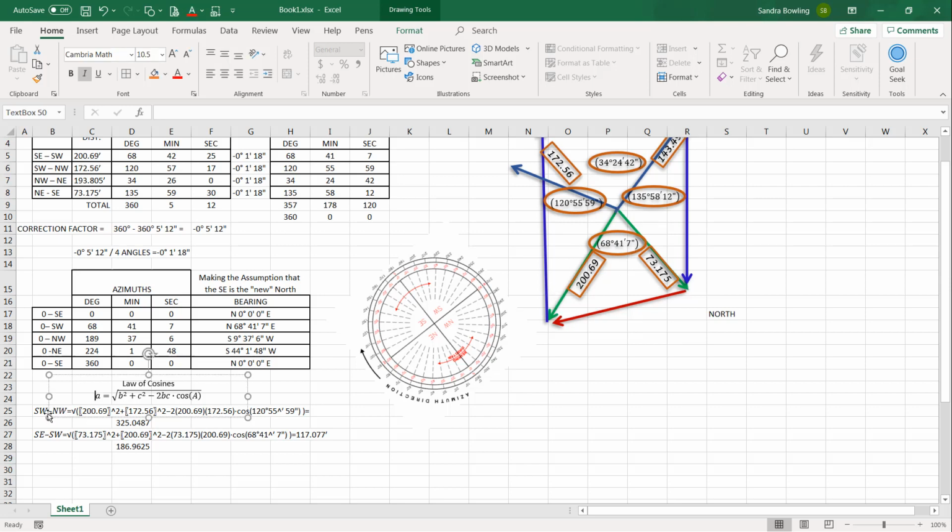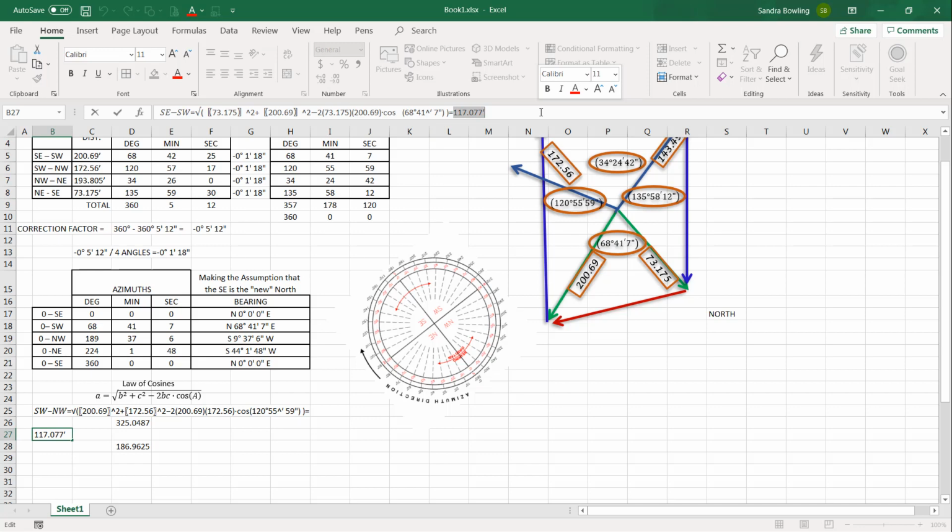All right, so I'm going to do this one here first. So basically it says, all right, so I've got the length of 73.175, I'm going to square it. I've got the length of 200.69, and I'm going to square it. I'm going to subtract 2 times the 73.75 times the 200.69 times the cosine of 68 degrees, 41 minutes, and 7 seconds. Make sure that your angle on your calculator is in degrees, not in radians. I had a typo here.